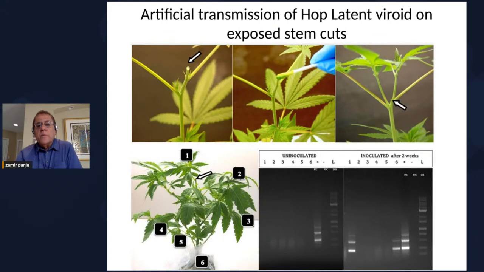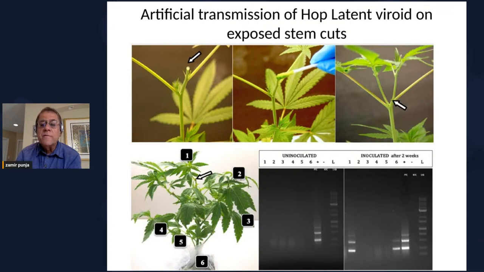So here's the experiment we did where we demonstrated using a Q-tip. You dip that into sap from an infected plant, you make a cut at the top, you dab it with the sap, and you wait for 2 to 3 weeks. And then what we did was we sampled again, 1, 2, 3, 4, 5, 6, all the way through the plant. And what you see here in the gel on the right-hand side is that after 2 weeks, the first place that we found it was in sample number 6. And sample number 6 happens to be the roots.